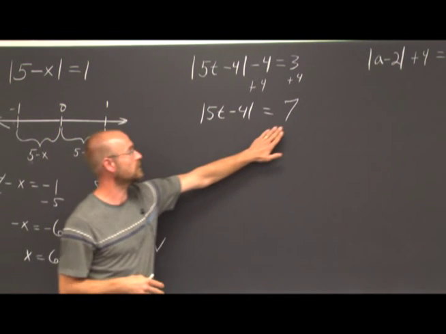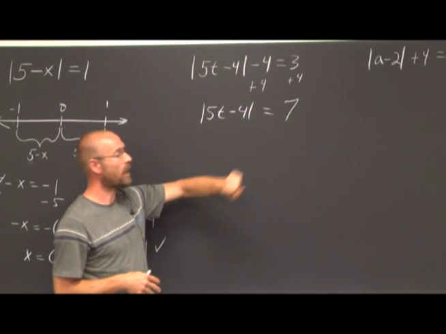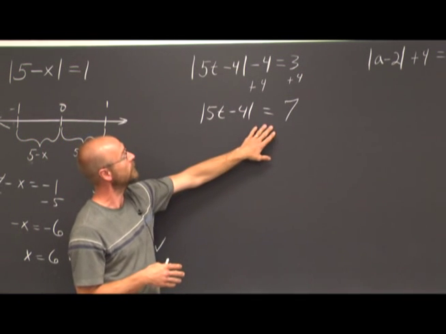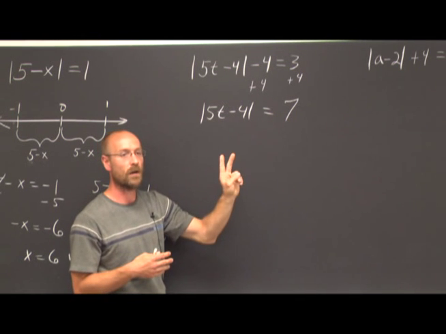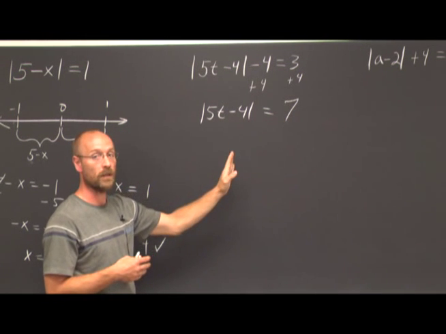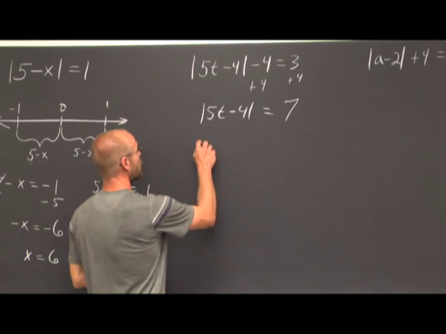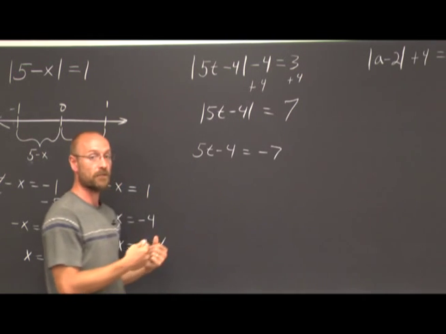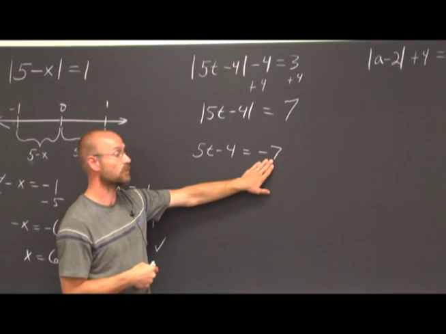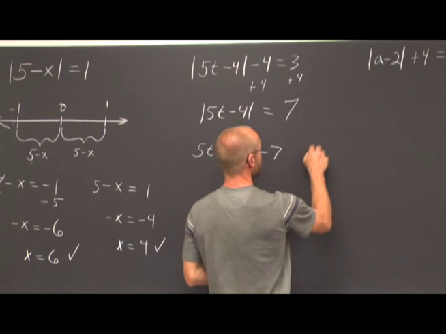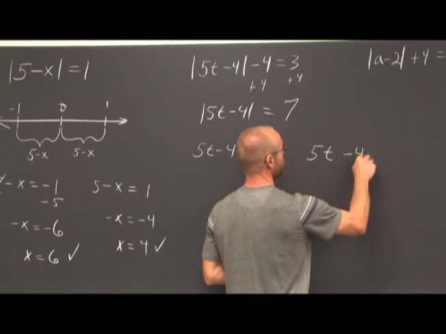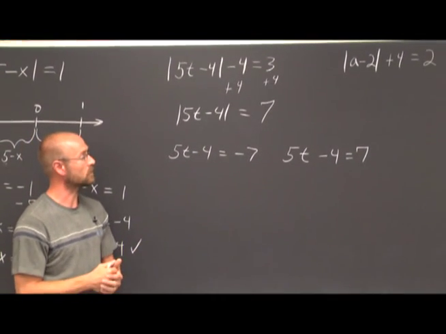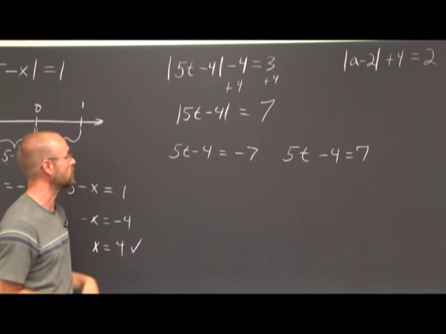Now we have to think. This is our distance. There are two possibilities from 0. And we're not going to go through illustrating the number line. Again, what we're going to do is we're just going to consider, I want two equations, one positive and one negative. This is my distance. So 5t minus 4, the number that lies to the left of 0, 7 units away, is negative 7. My other example, 5t minus 4 could be the positive 7. These are my two equations that I need to solve. To the left of 0, to the right of 0, two possibilities.